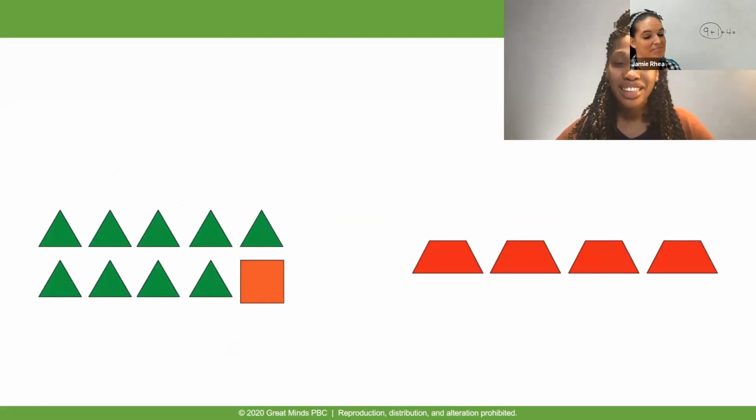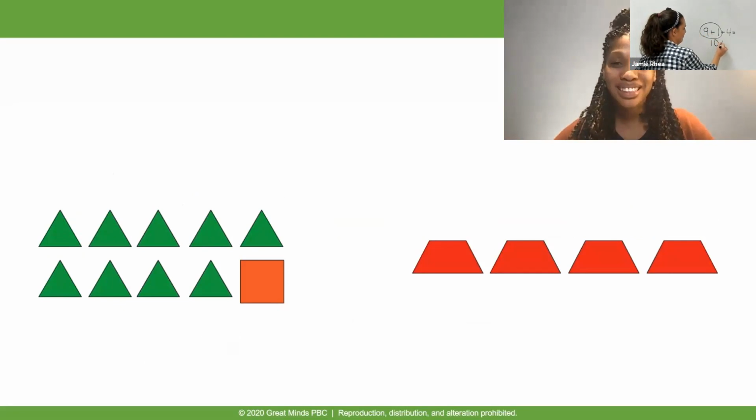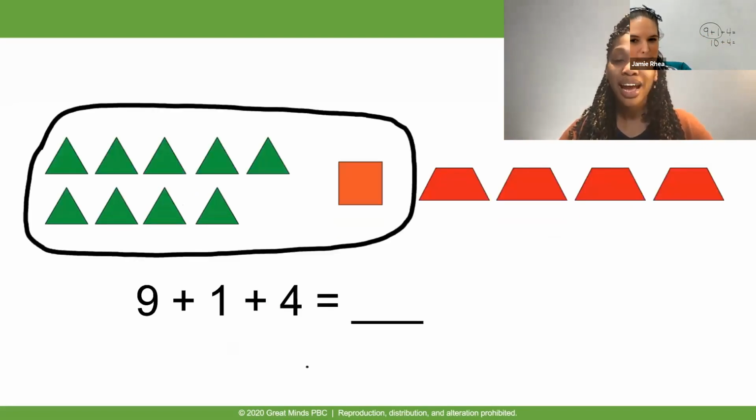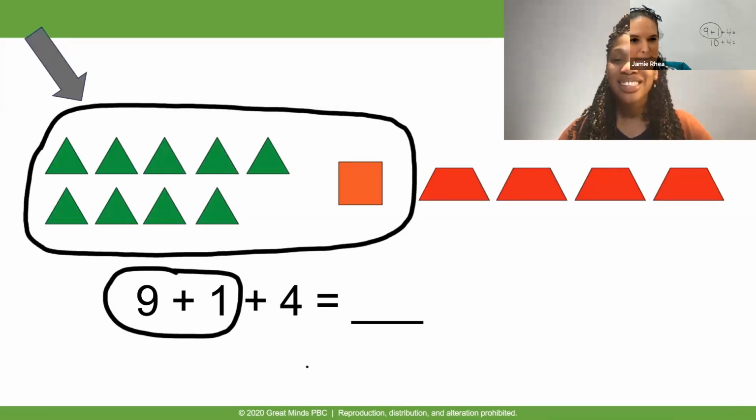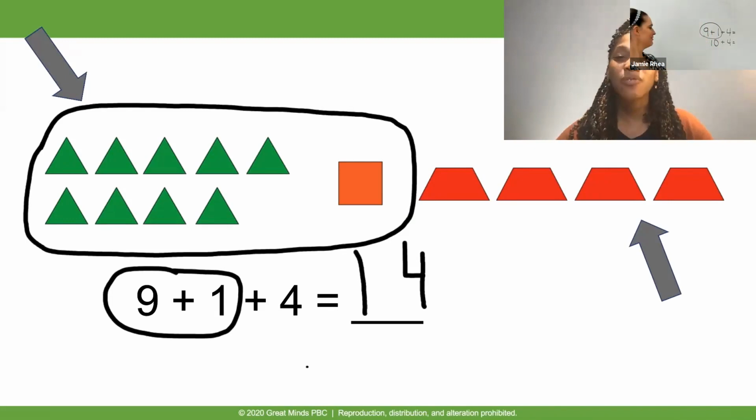You may have done something like this, where you moved the square over to the triangles. Did 9 and 1 make 10? Give me a thumbs up if yes, or a thumbs down if no. Yes, 9 and 1 did make 10. I'm going to circle the 9 and the 1 to make it one group of 10. So we have 10 and 4 more, which equals 10, 11, 12, 13, 14. You got it. It equals 14.